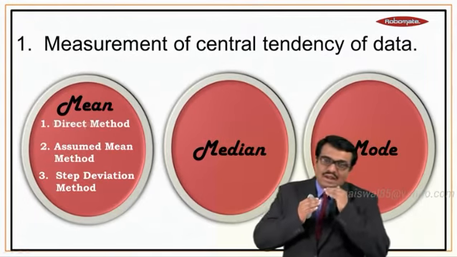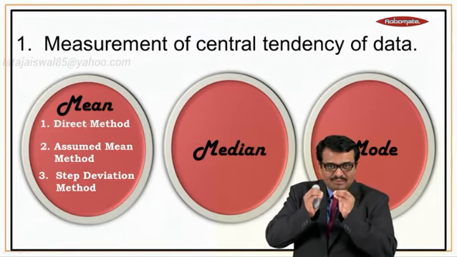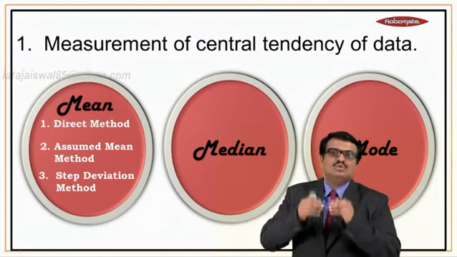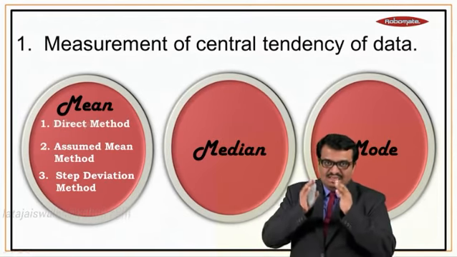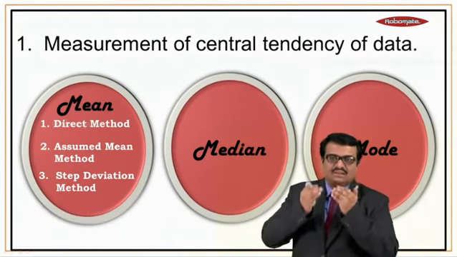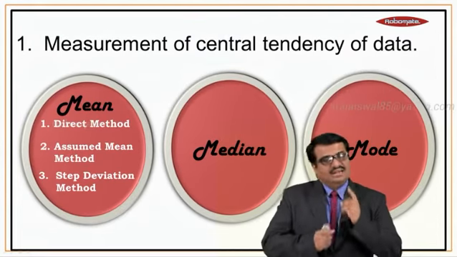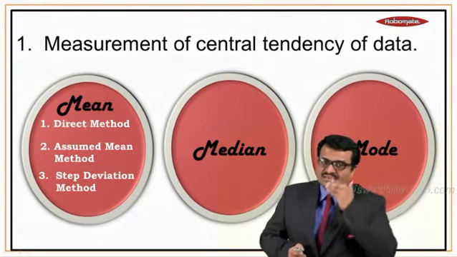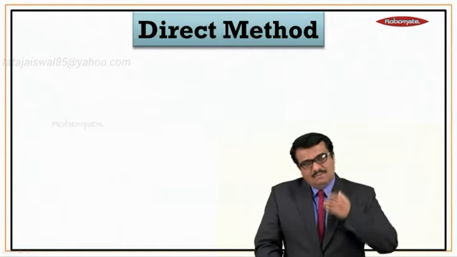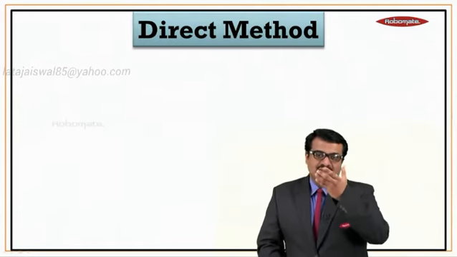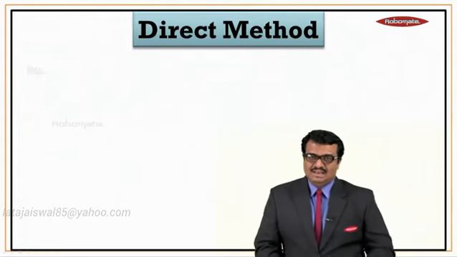Now, when to use which method? If the data given to you is very small and you have easy numbers in the sum, you can use the first method, that is direct method. If the data given to you is a little larger, you can use the second one or the third one. This is for mean. For median and mode, there is only one method. So let us start with the first part, that is mean. To find mean, we use direct method if, as I told you, the data is small and easy numbers are given to you.